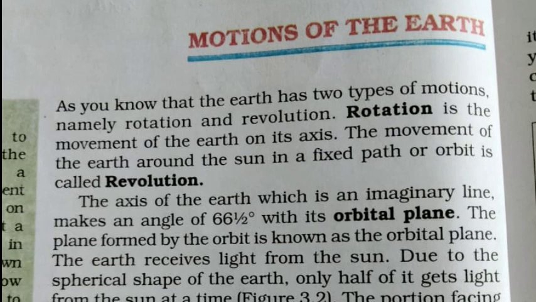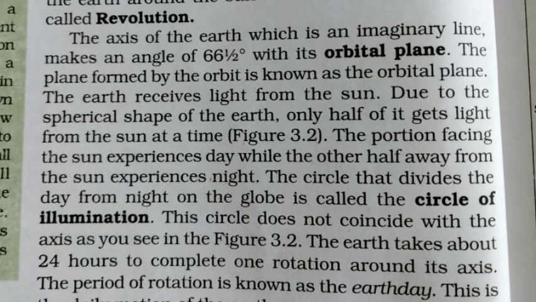As you know, the earth receives light from the sun, and due to its spherical shape, only half of it gets light from the sun at a time. The portion facing the sun experiences day, while the other half away from the sun experiences night. Now illumination. The circle that divides the day from night on the globe is called the circle of illumination.